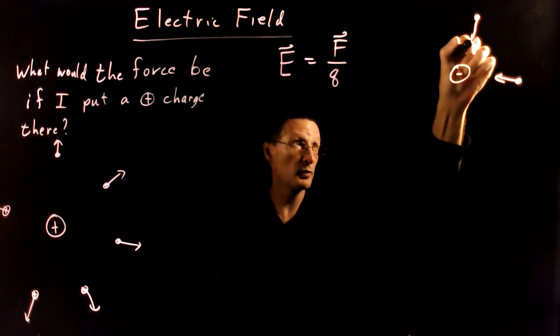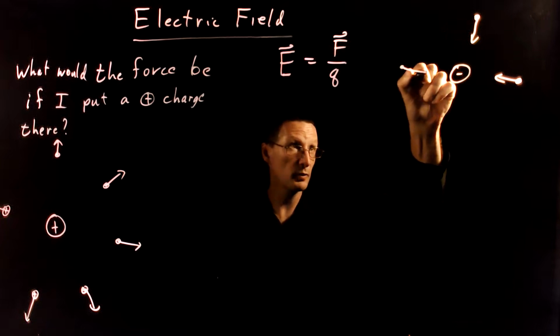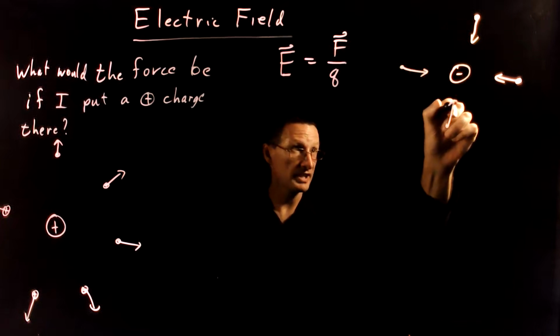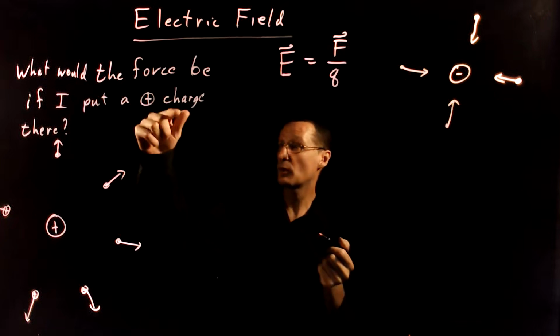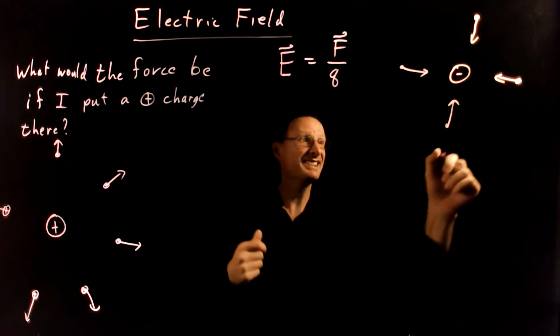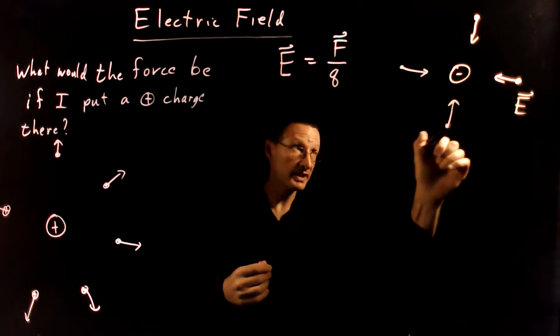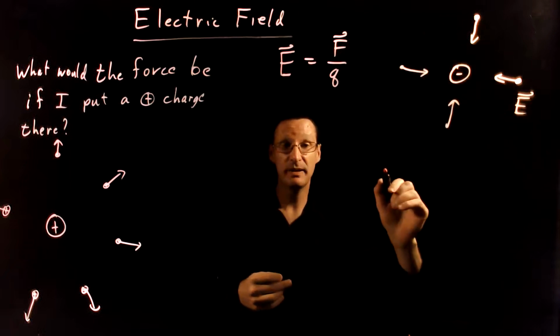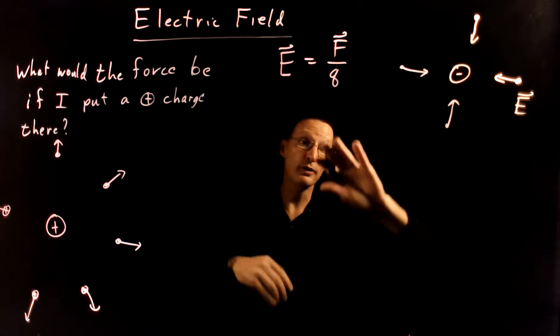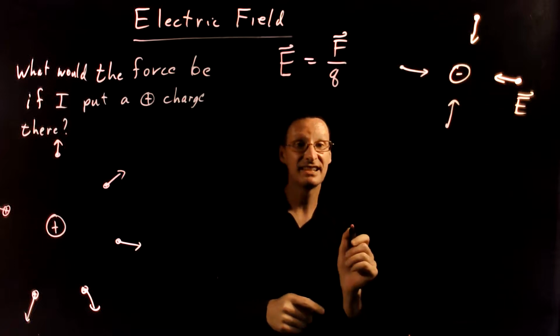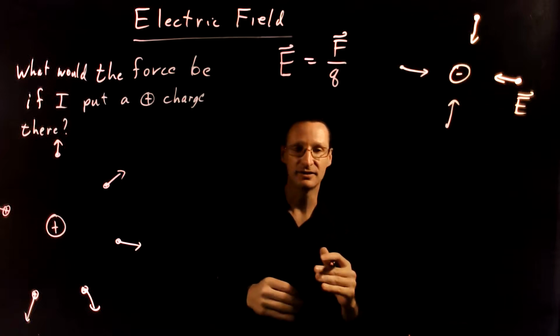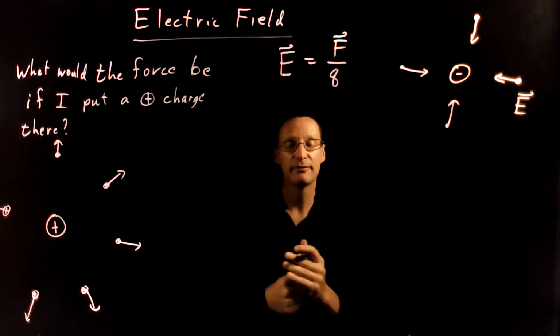Same for here, it's going to point towards it. Same for here, it's going to point towards it. I just keep asking myself this question over and over again. That is the electric field vector. And we call it a field because it's a vector at every point in space. I just asked this question over every point in space, and that is the electric field. It's a field of vectors, or a vector at every point in space.